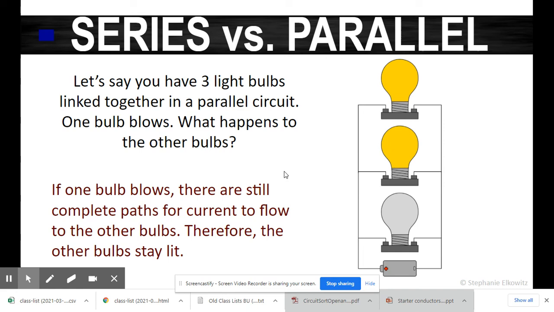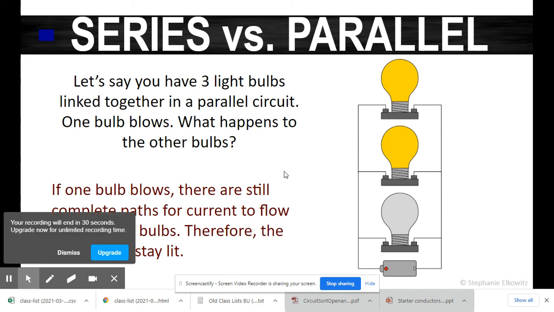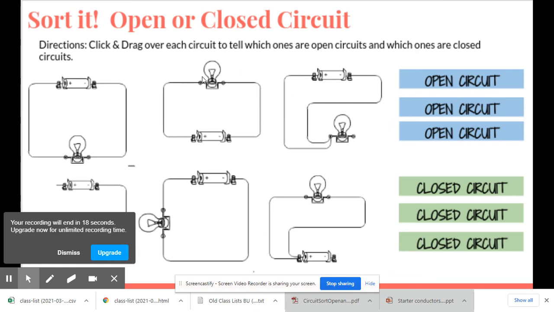So what you've gathered: a series circuit has one pathway for that flow of energy to go, and if one light bulb goes out, they all go out. In a parallel circuit, it has more than one path for that electrical energy to flow, and if one light bulb goes out, guess what? They still work. So, series versus parallel circuits.